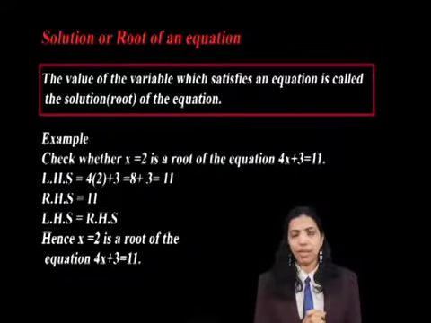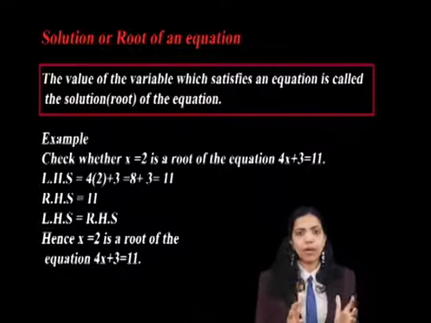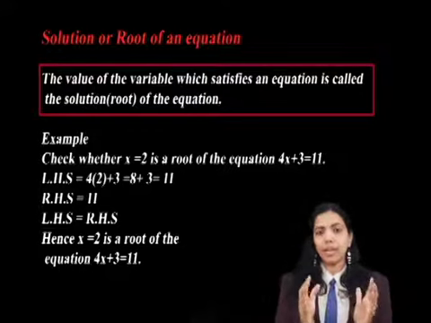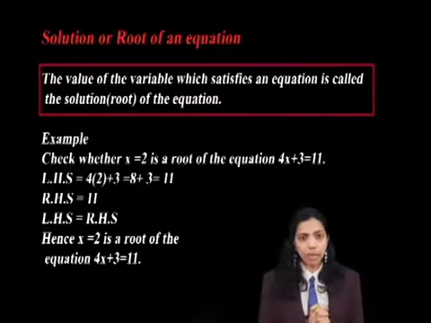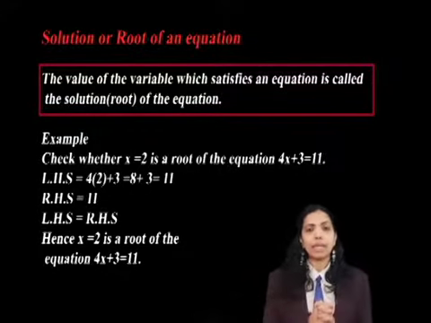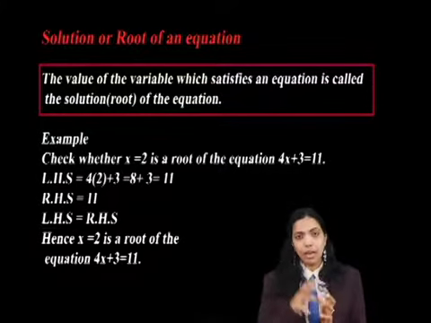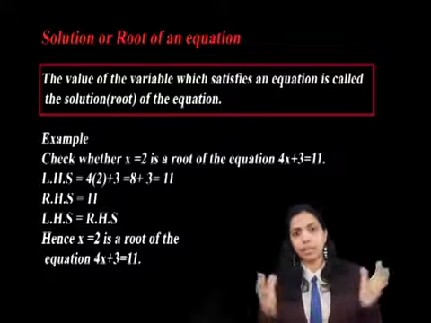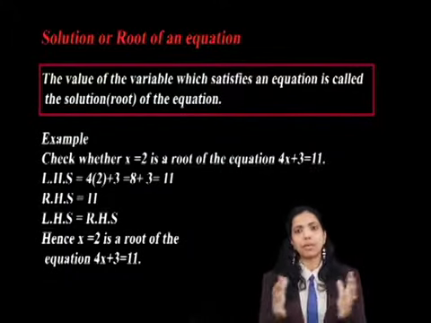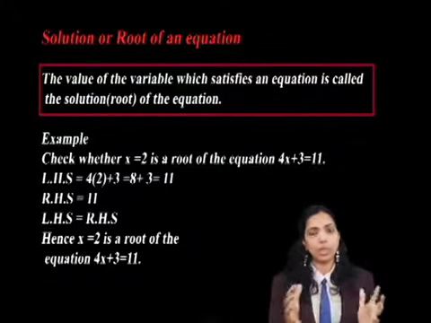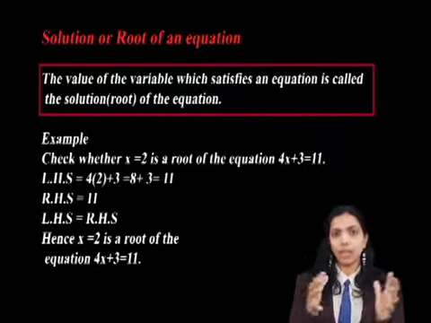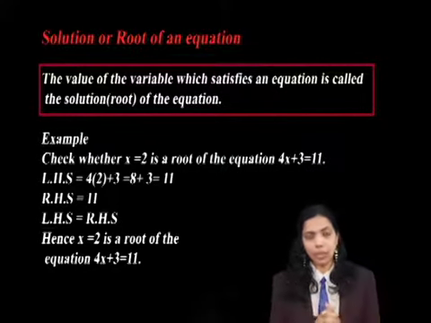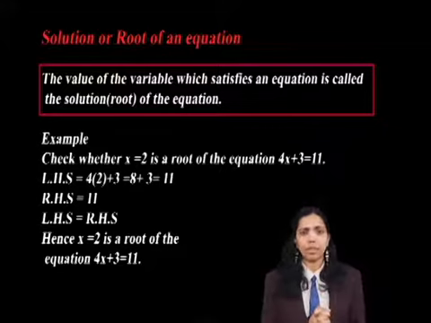Let us proceed. The left hand side equals 4 times 2 plus 3. What is 4 multiplied by 2? 8. 8 plus 3 equals 11. How about the right hand side? On the right hand side we have the same number, 11. Of course, we can say x equal to 2 is the root of the equation, since we got the left hand side equal to the right hand side.